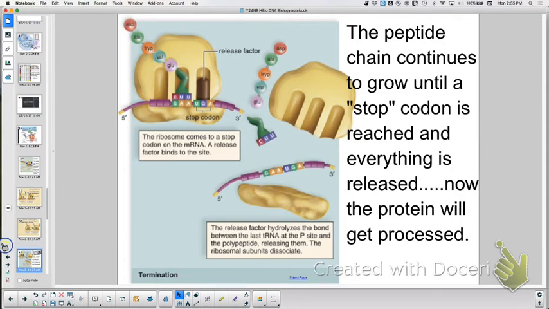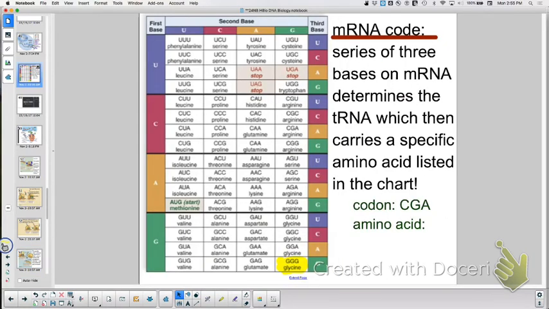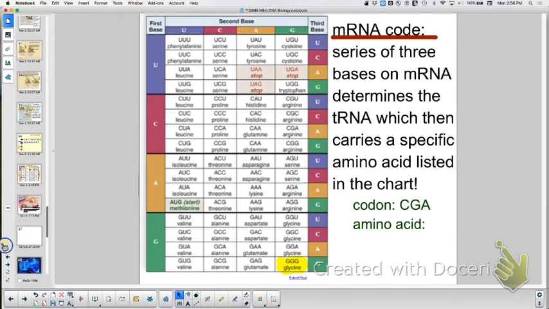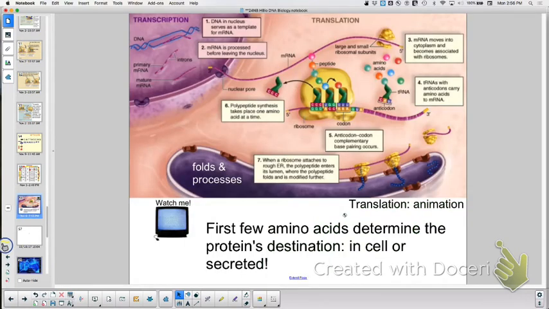Here it is, UGA. Let's go look up that stop codon. UGA, right here, stop codon. How many stop codons are there? 3. How many start codons? 1. All right, and then in your book there is a really good picture that puts it all together for you to use too.